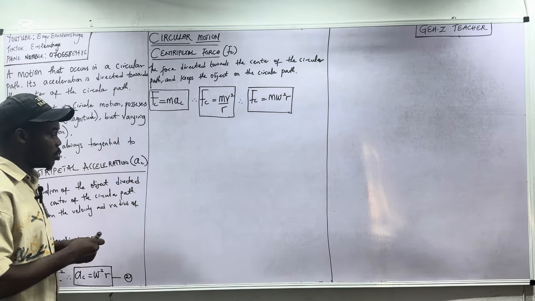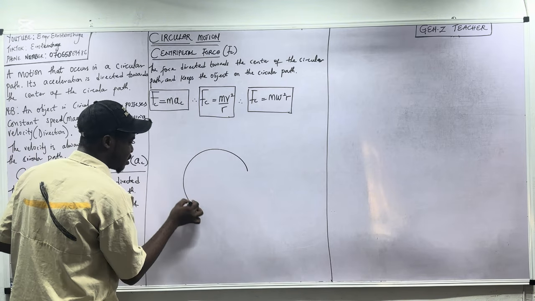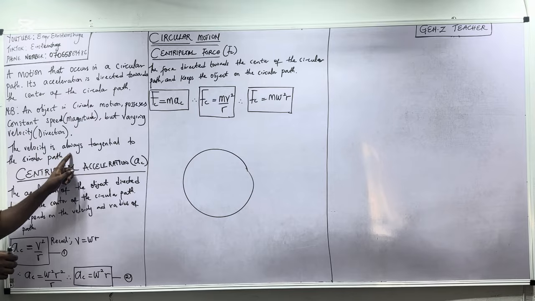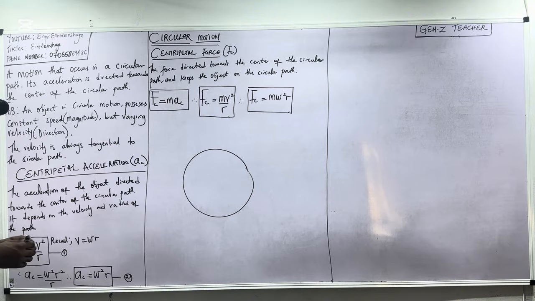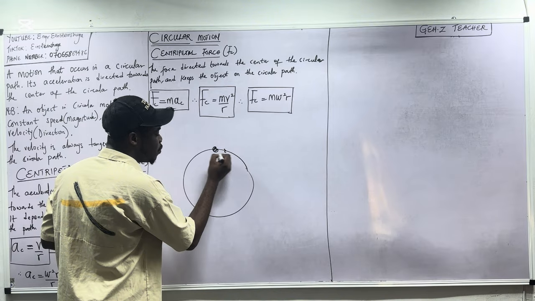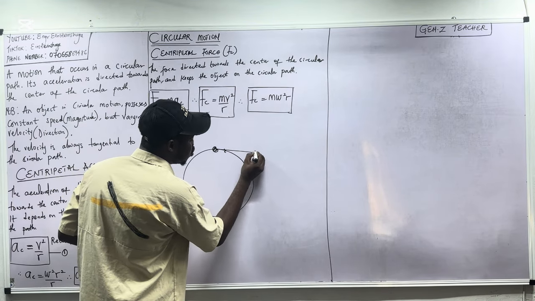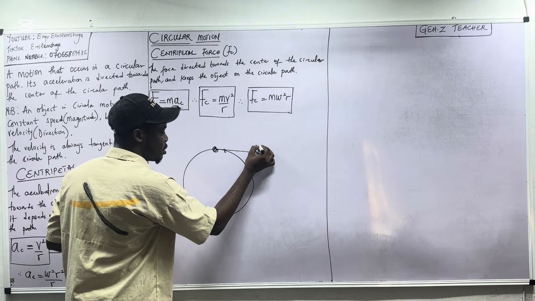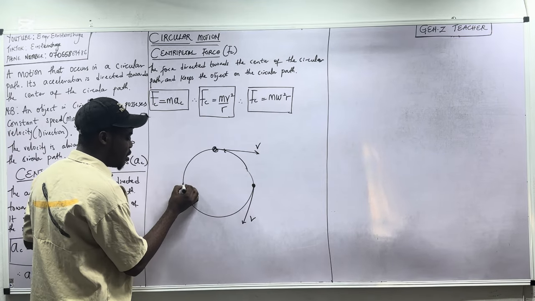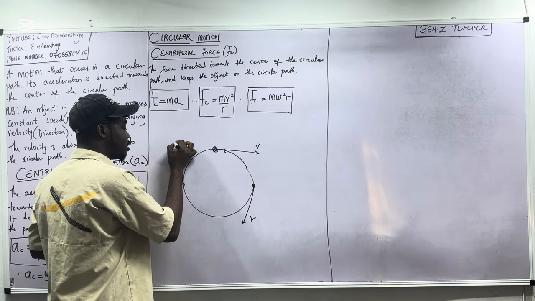I'm going to explain on the board like this. I have a circular path, for example. Now, as it is said here, the velocity is always tangential to the circular path, meaning if I pick a point, let's say I pick this point A, and the object is moving this way, we have our V to move this direction, velocity. If I pick here, it's moving this direction, velocity. If I pick here, it's moving this way as velocity.